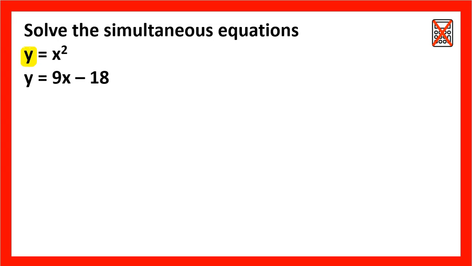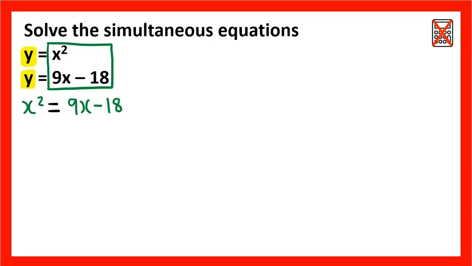Notice how they've told us that y is equal to x squared and y is also equal to 9x minus 18. That means that both of these expressions are equal to y, and therefore we can substitute and make them equal to each other. Therefore x squared is equal to 9x minus 18. Now we have a quadratic in x, we can make equal to 0 and solve to find our solutions for x. To make equal to 0, I'm going to subtract 9x from both sides and add 18 to both sides. So x squared minus 9x plus 18 is equal to 0.